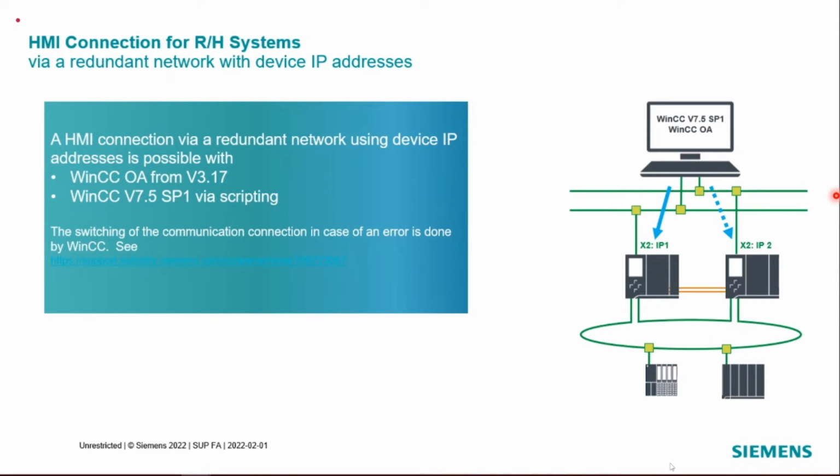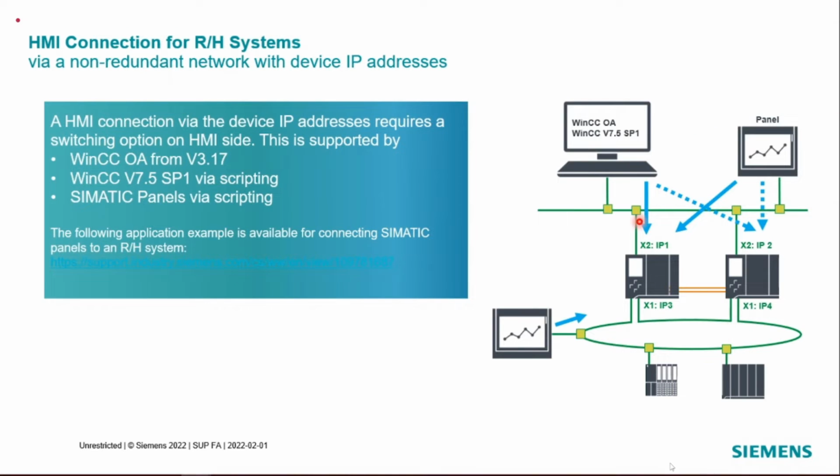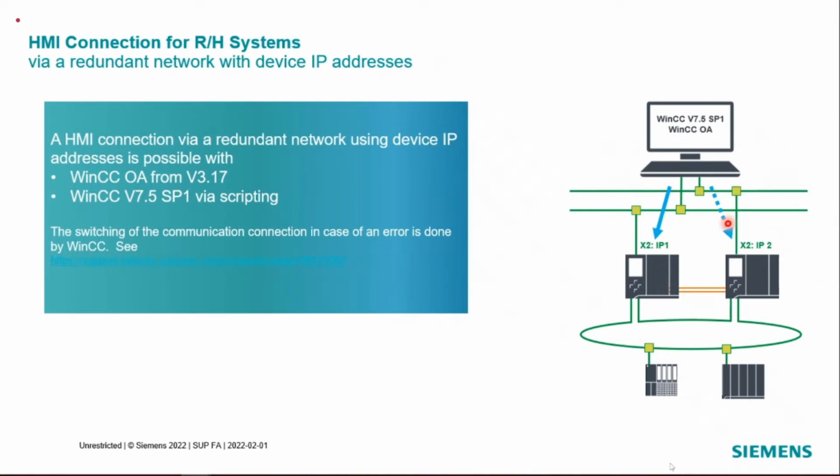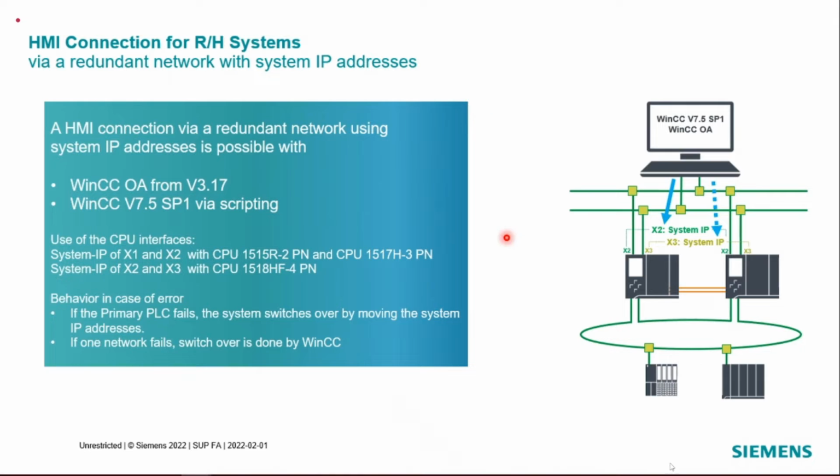And if you want a redundant communication, so in this case this was a single communication to both the systems, but if I want a redundant communication, that is also possible. Means these two CPUs are communicating with WinCC 7.5, and there is also an application available, and this is also via device IP. Another option is redundant networks.